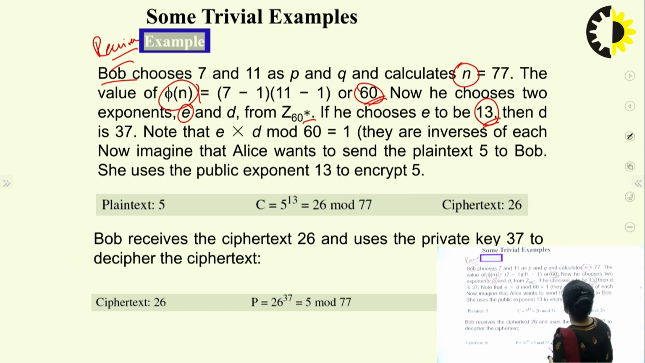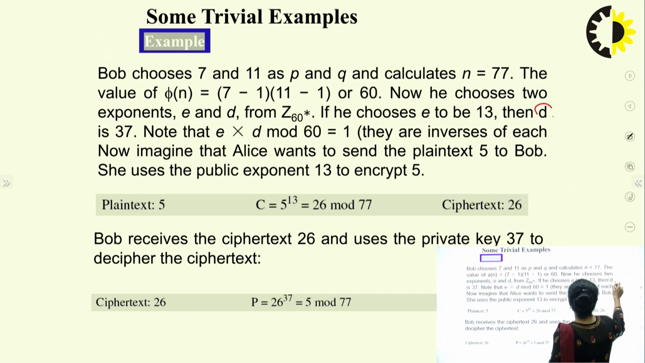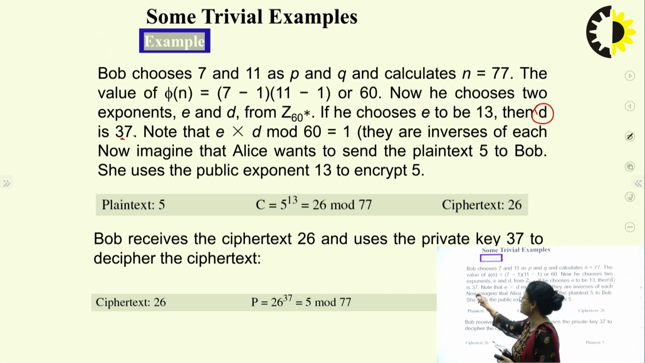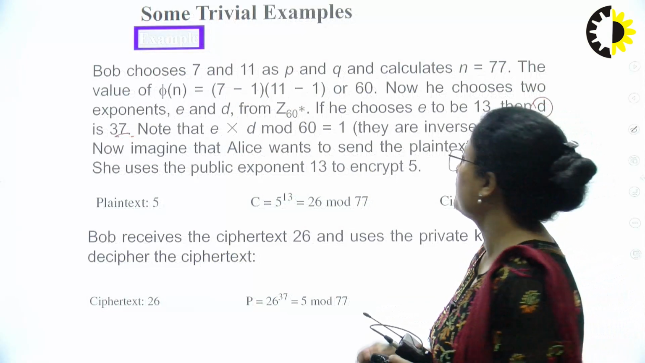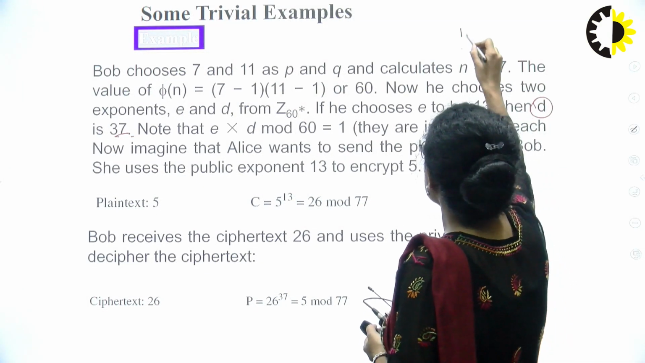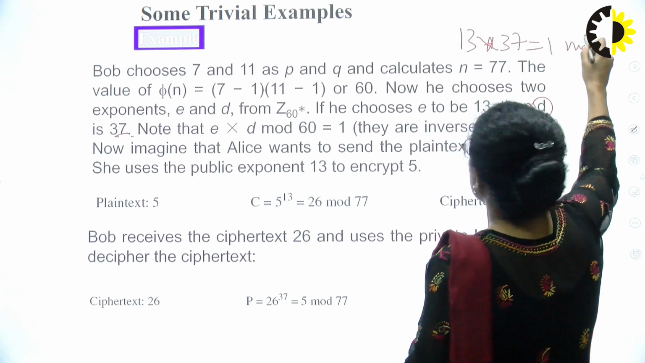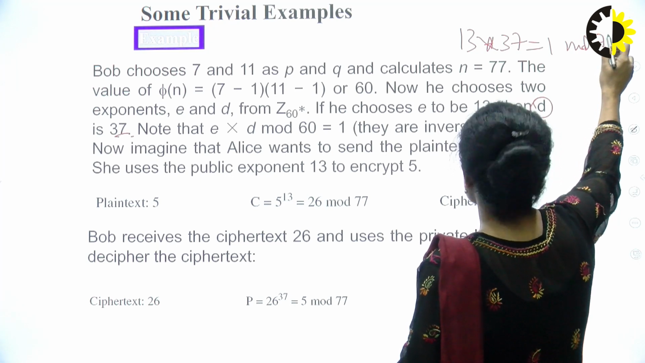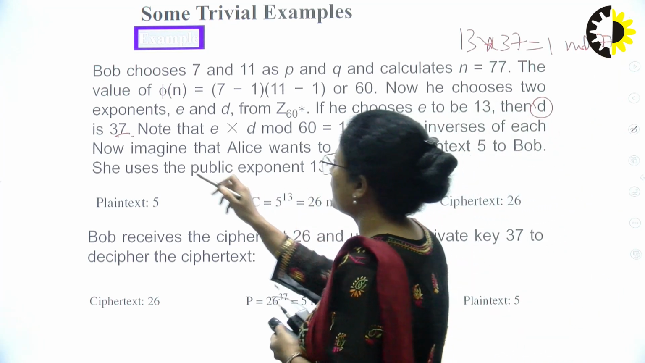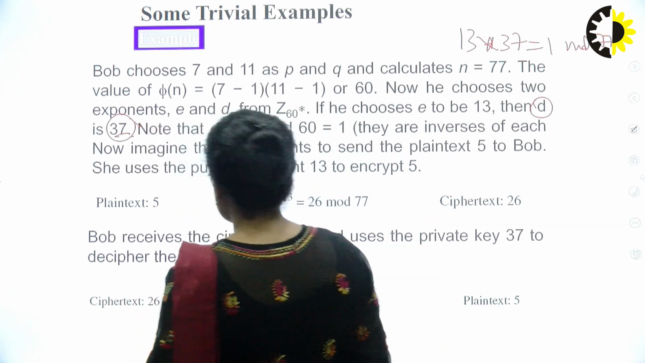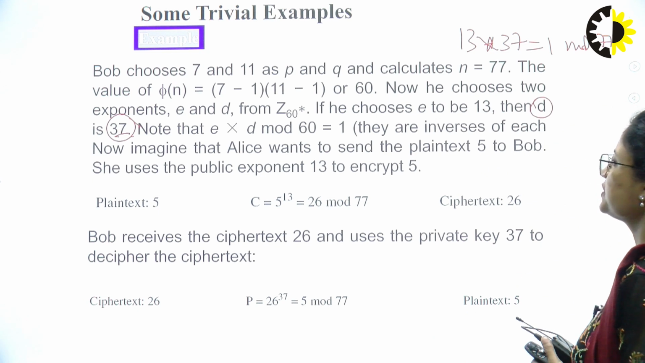After E is chosen, Bob has to do the necessary calculation to find the value of D. D is 37, which means E into D, that is 13 into 37, will be equal to 1 mod n, that is mod 77. That characteristic should be there. So the D value is 37. Once these values are known, next you can go for encryption and decryption.